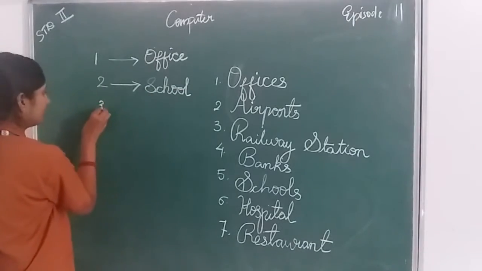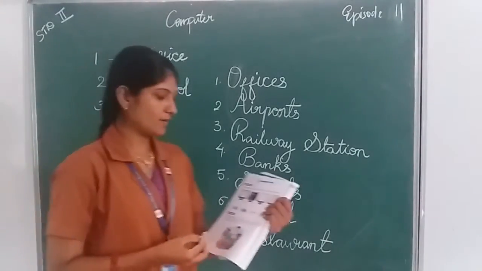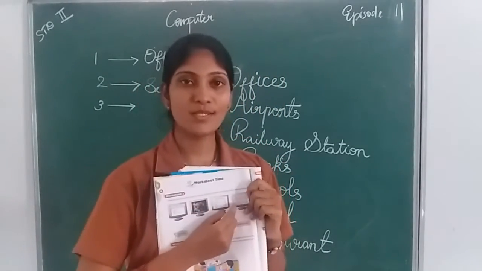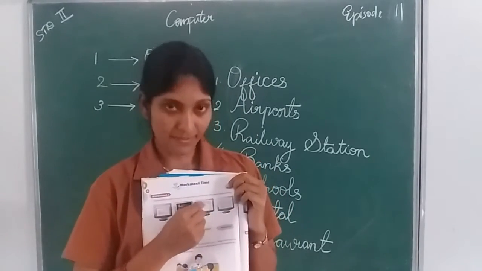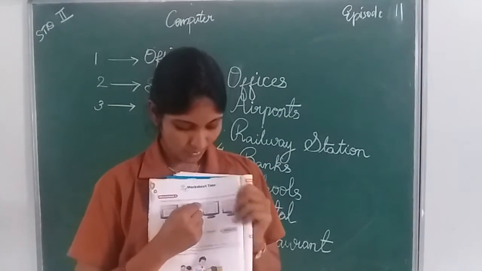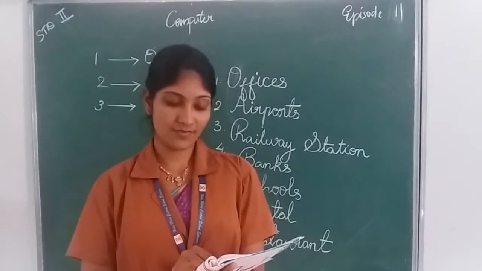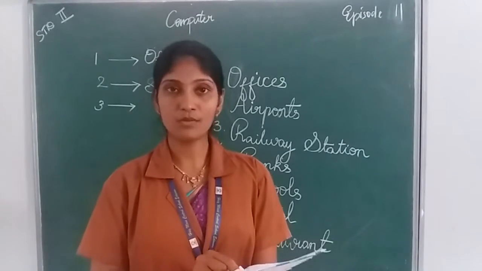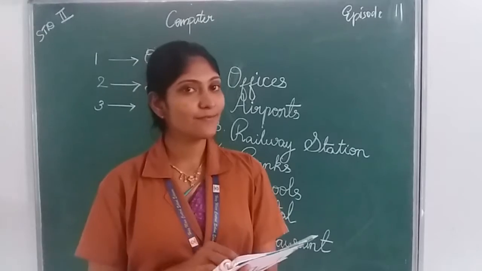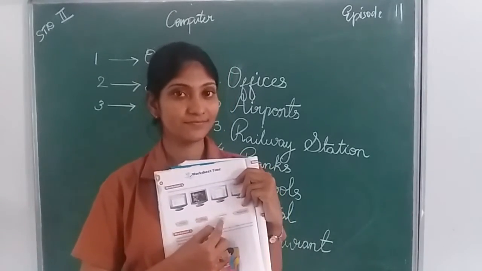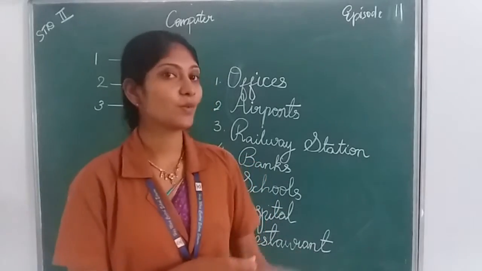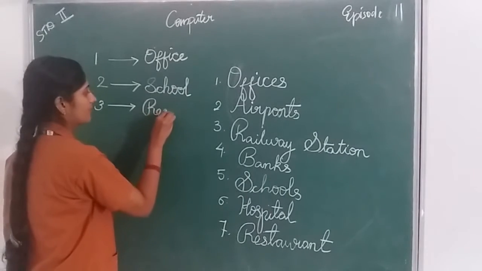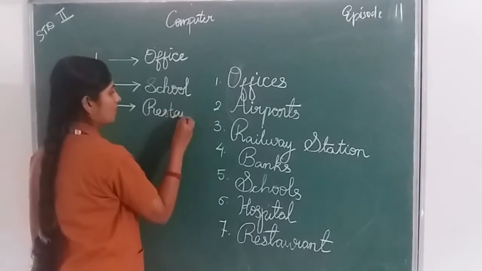Okay. Then third one. The third computer contains some food items and also their price. It contains food items like pizza 150, ice cream 50, coke 50, burger 100 and the total amount 350. So these food items we get from a restaurant. So third computer matches to the label restaurant. Restaurant.